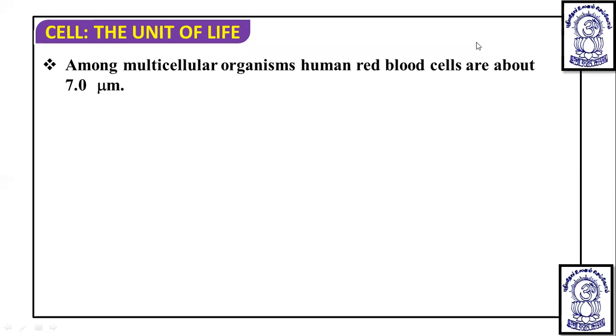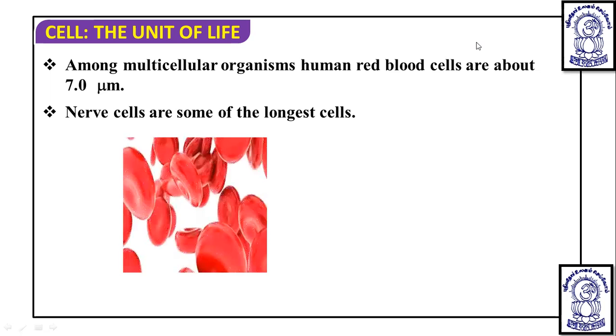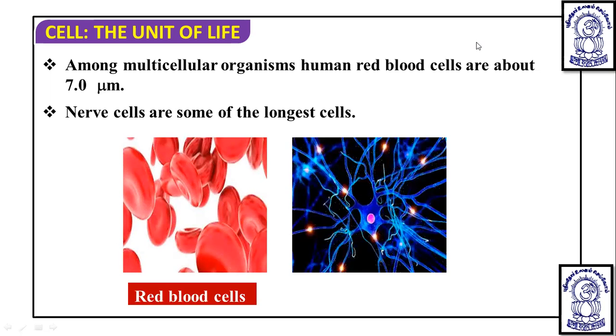Among multicellular organisms, the red blood cells are about 7 micrometer long. Nerve cells, if we talk, are some of the longest cells which are seen. Okay, these are the RBC. These are the nerve cells. So these sizes are seen.